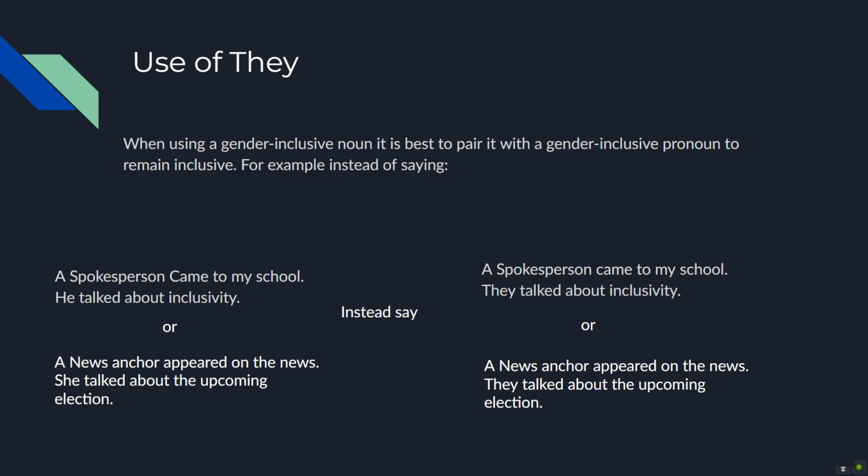Lastly, the use of they. When using a gender-inclusive noun, it is best to pair it with a gender-inclusive pronoun to remain inclusive. For example, instead of saying, a spokesperson came to my school, he talked about inclusivity, you could say, a spokesperson came to my school, they talked about inclusivity. Instead of saying, a news anchor appeared on the news, she talked about the upcoming election, you should say, a news anchor appeared on the news, they talked about the upcoming election.